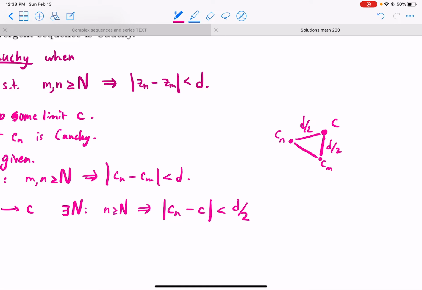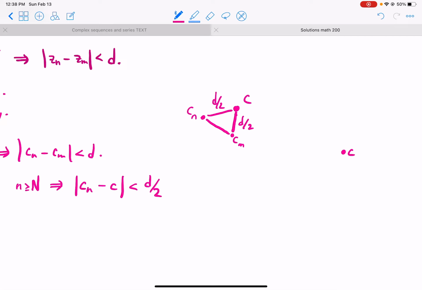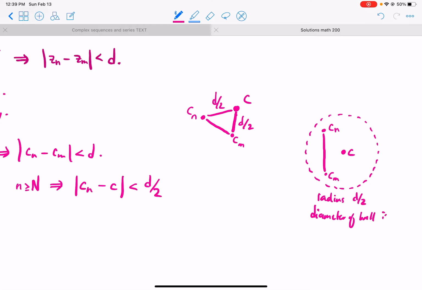Yeah, okay, so this is going to work because if I'm at the limit C and I put some ball of radius d over 2, then if C sub n is within that d over 2 and C sub m is within d over 2, then their distance is less than d, because the diameter of the ball is d. And so if both of these things are inside the ball, then they're within d of each other. So this is going to work.